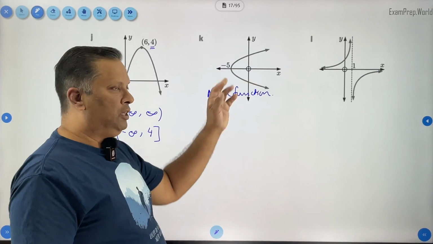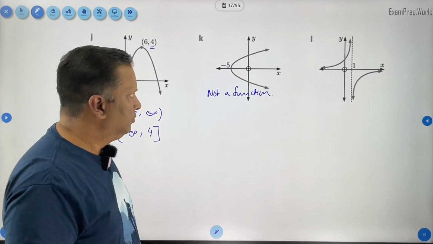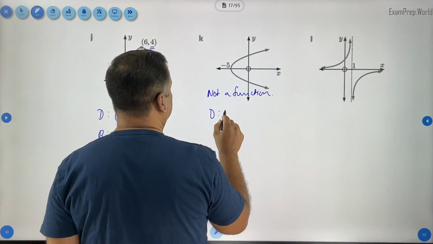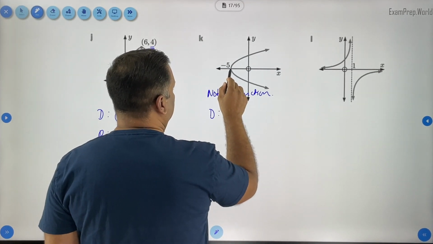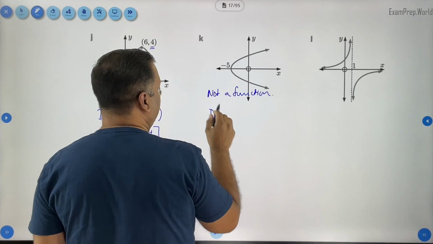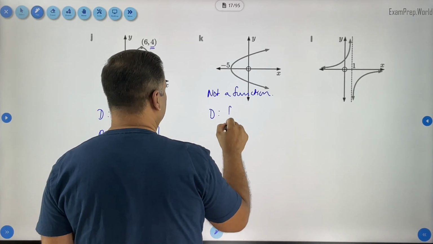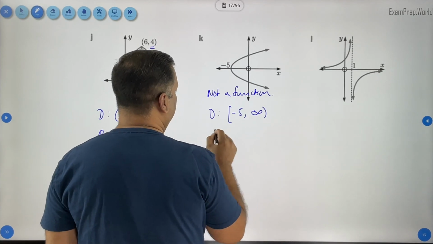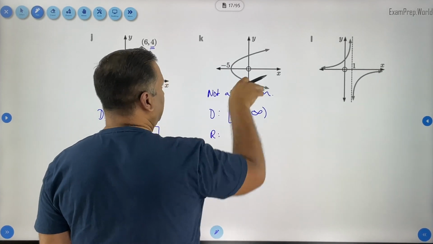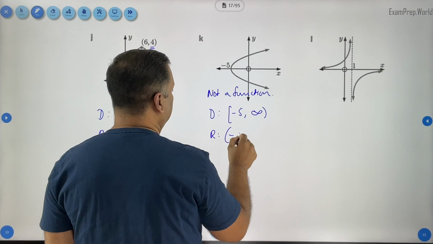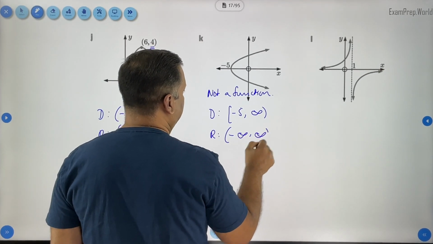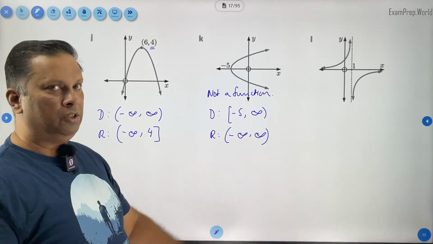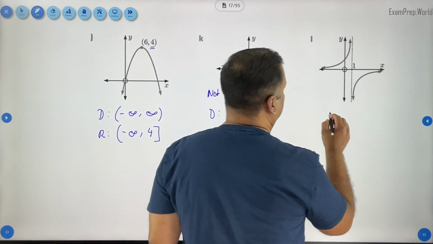But for a relation, if they say find the domain and range of this relation, right? So we can write domain. Is x coming below -5? No. So -5 is included and it will go up to positive infinity, and range here is -infinity to plus infinity. Okay. I hope you understood about this. What about this? This is definitely a function. It's a reciprocal function.